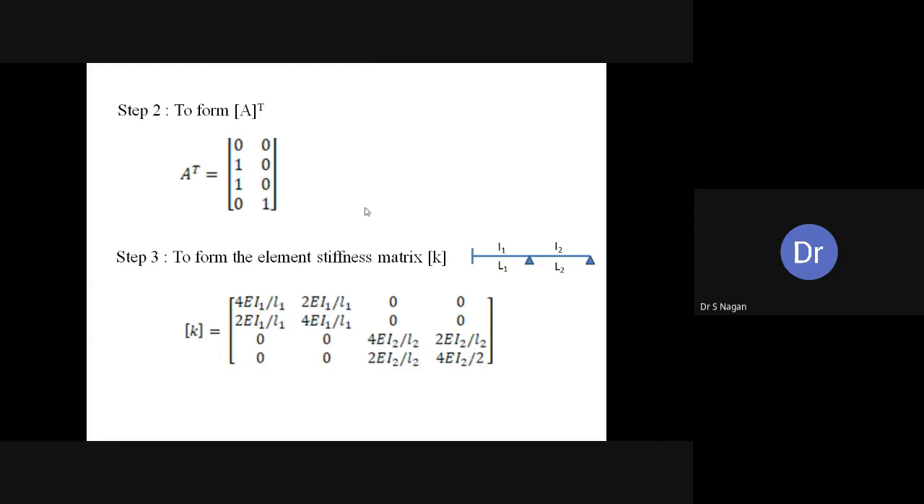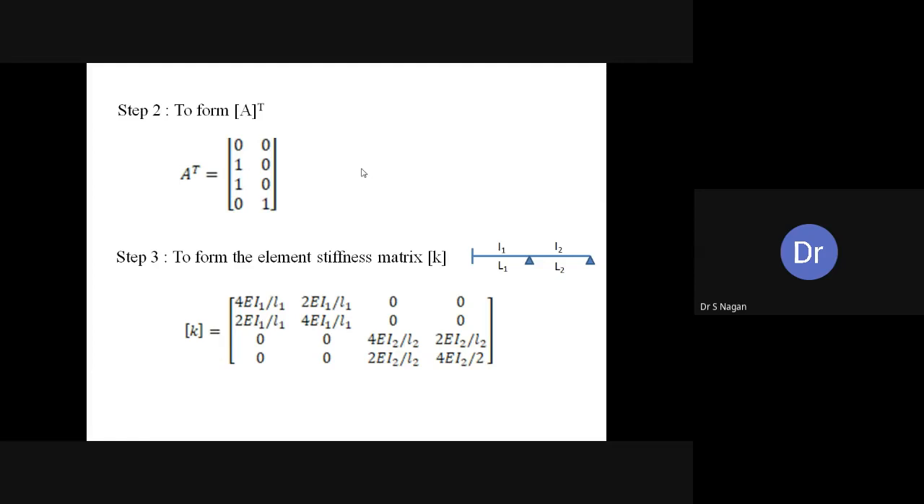So that's why we get 4EI by L, 2EI by L, 2EI by L, and 4EI by L. And we know the stiffness is the ratio of EI by L. The element stiffness matrix shall be formed using this formula. If I am given only one member, then the element stiffness matrix is 4EI by L, 2EI by L, 2EI by L, and 4EI by L. The basis for this element stiffness derivation is our slope deflection method.